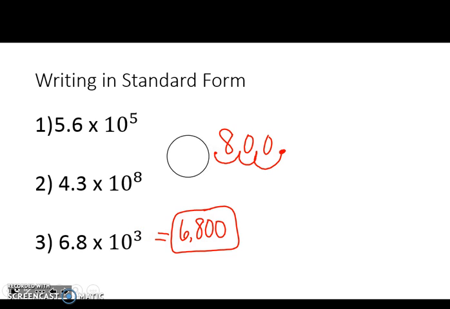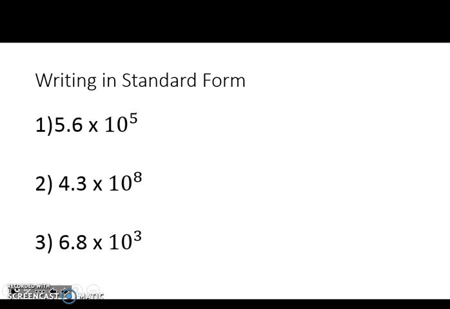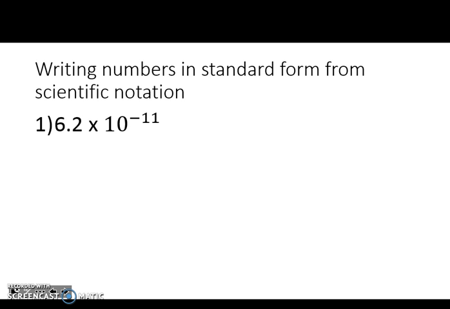So that was really, really large numbers. So now we're going to do scientific notation that has a negative exponent. So you see what that looks like. Okay, as you can see, this is already written in scientific notation, so we need to write it out in standard form. The only difference between this and our other problems we just did is now the exponent is negative. So before, the exponent was positive and we moved the decimal to the right. Now that it's negative, we're going to move the decimal to the left.